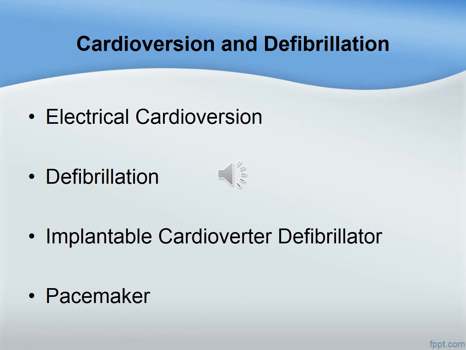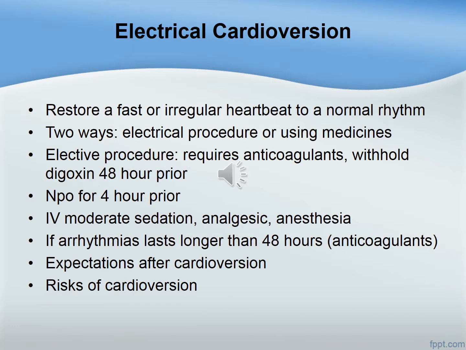So cardioversion and defibrillation. So there are types of cardioversion and defibrillation. You have the electrical cardioversion, defibrillation, implantable cardioverter defibrillator, and pacemaker. So I mentioned all four already, but we're going to actually talk about each of them. So cardioversion, again, is a procedure that can restore a fast or irregular heartbeat to a normal rhythm. It is done in two ways, using an electrical procedure or using medication.